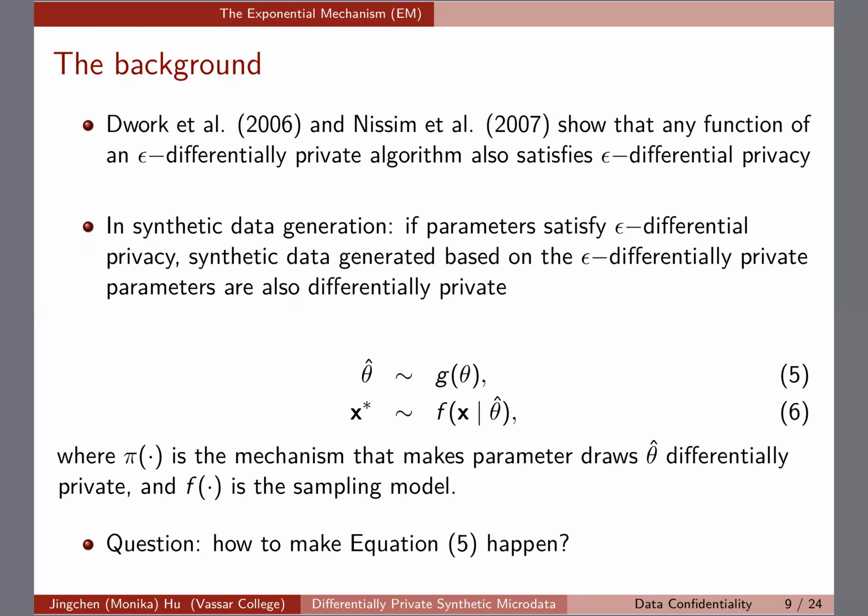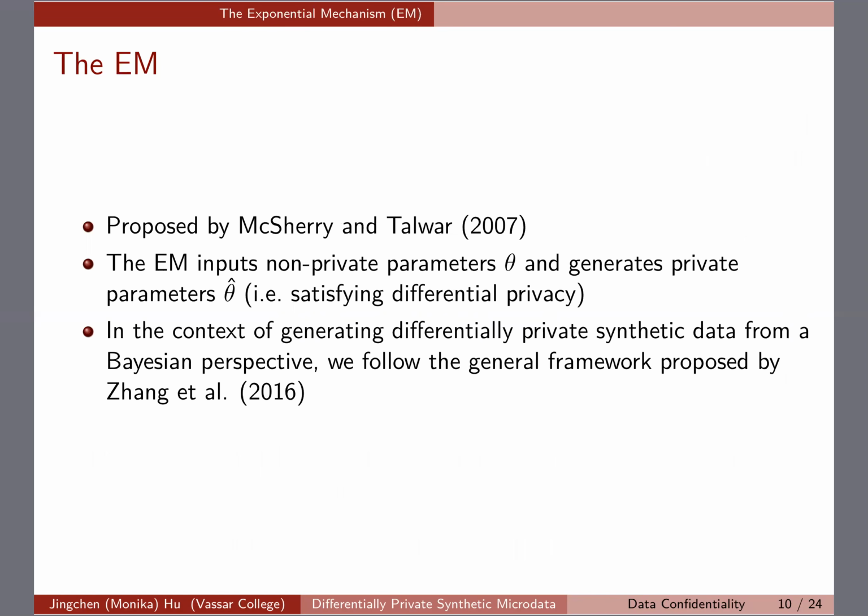So that's the background, and the exponential mechanism is what equation 5 is about. How can we make a non-private parameter draw theta into theta hat, which is going to be differentially private? That is the question. I won't ask you all to discuss how to do it, as this is definitely a very advanced topic. The exponential mechanism, EM, is trying to do that. EM was proposed more than a decade ago.